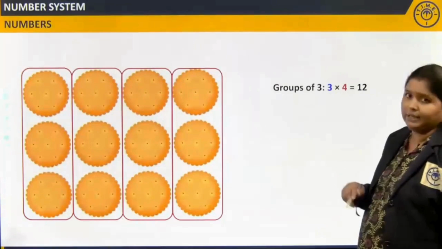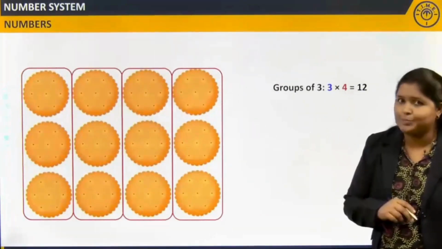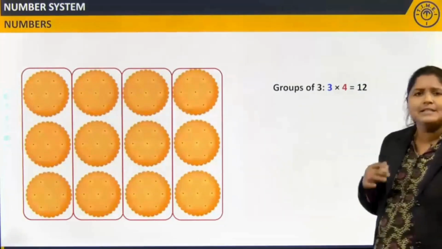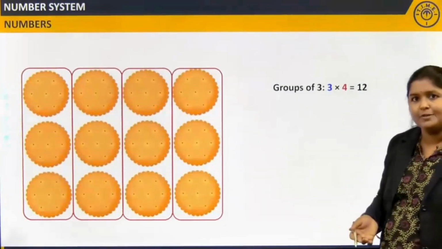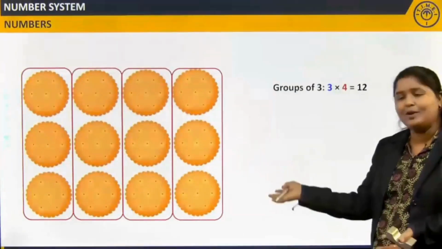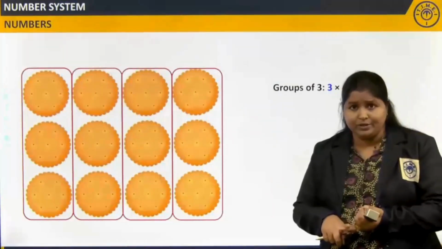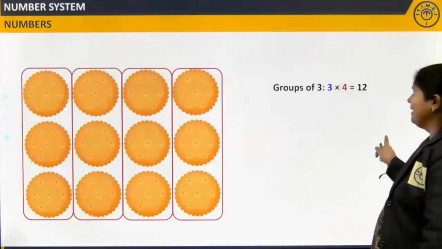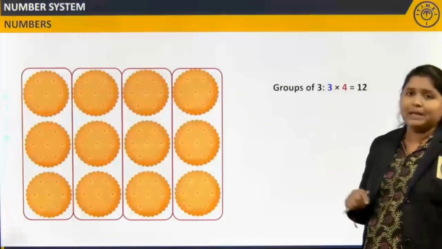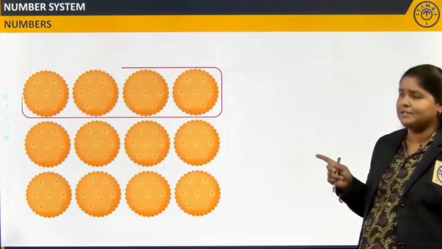Here 3, in blue color, represents the number of cookies present in each pack. And 4 represents the number of packs or the number of groups, okay. And when you multiply the 2, you get the total number of cookies and there is no leftover, right. Okay, we did with 2, we did with 3. Next, let's try with 4. Is it possible to group them into 4? Let us try. Okay, see, yes, it is possible.